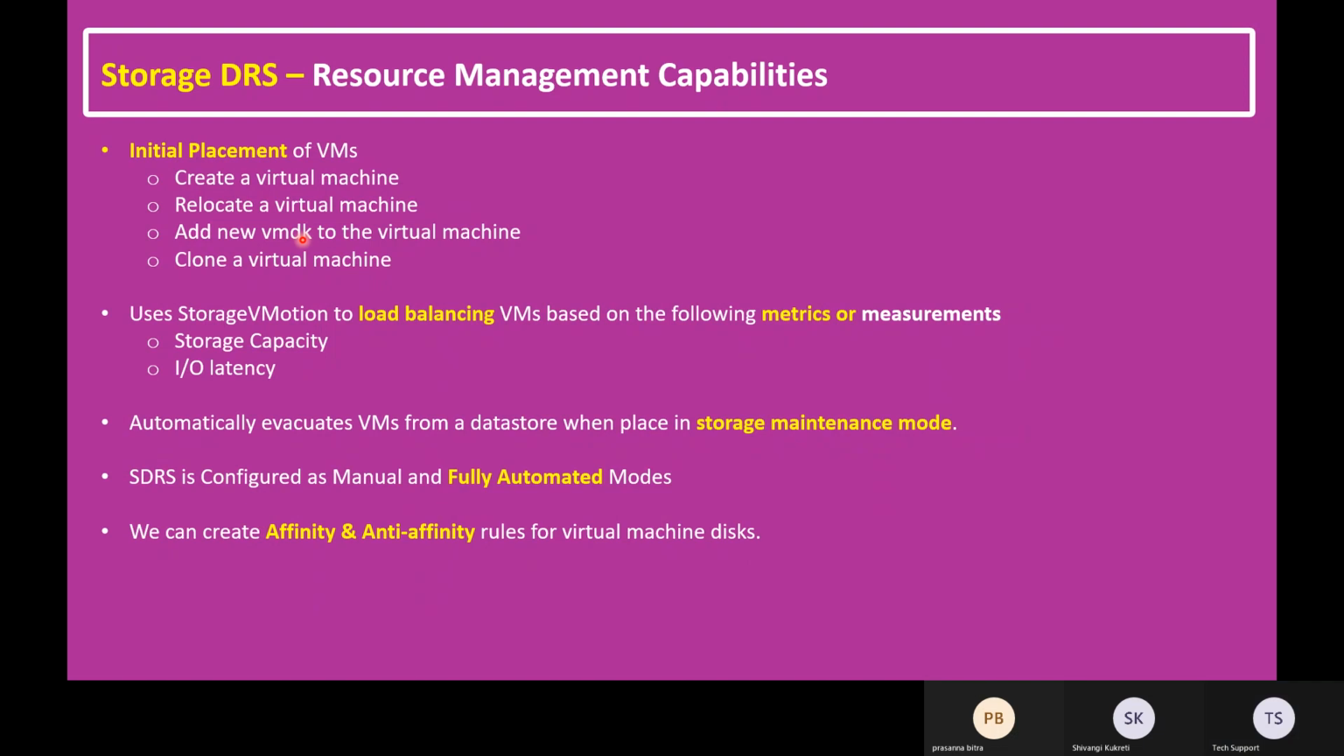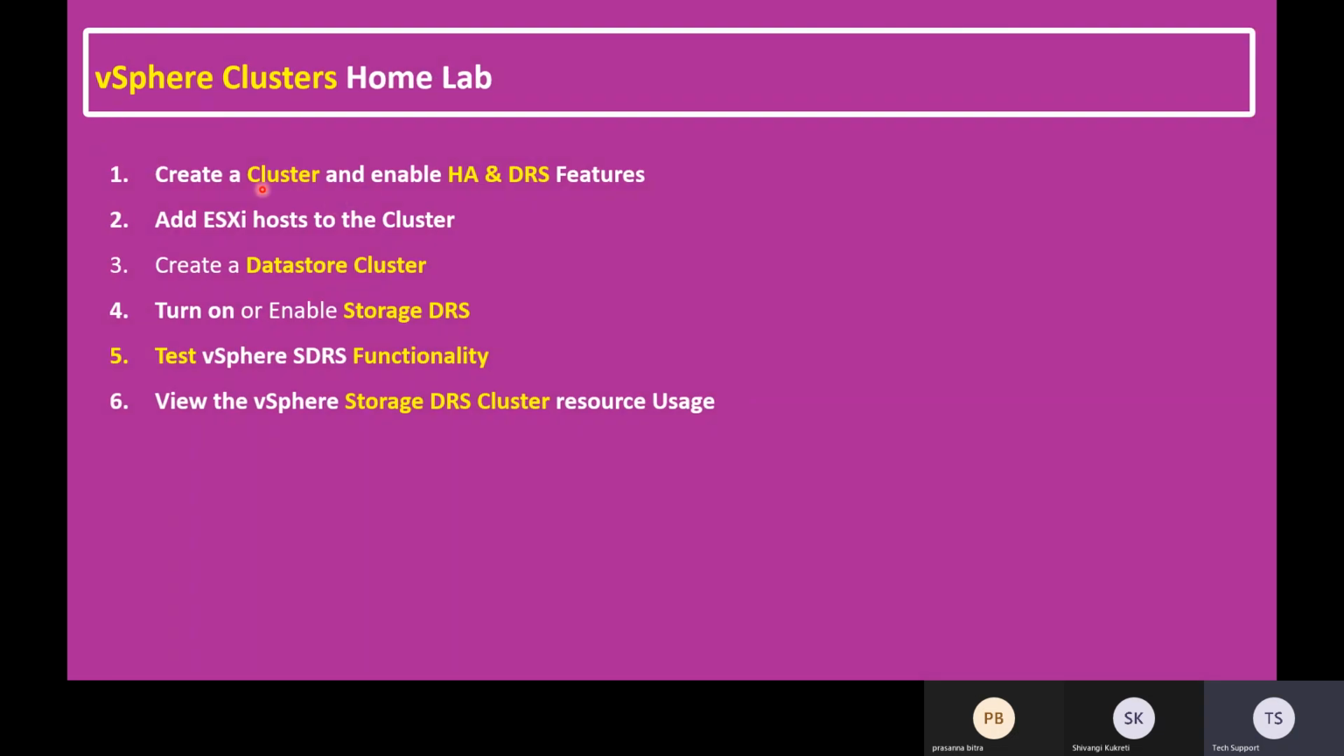Okay, now let's talk about the vSphere cluster lab. The lab is the same as our previous one. If you want to configure a data store cluster, the minimum requirement is a vCenter cluster enabled with HA and DRS features, and we need to add at least one or two ESXi hosts to the cluster. Later we can create a data store cluster and enable the Storage DRS feature.